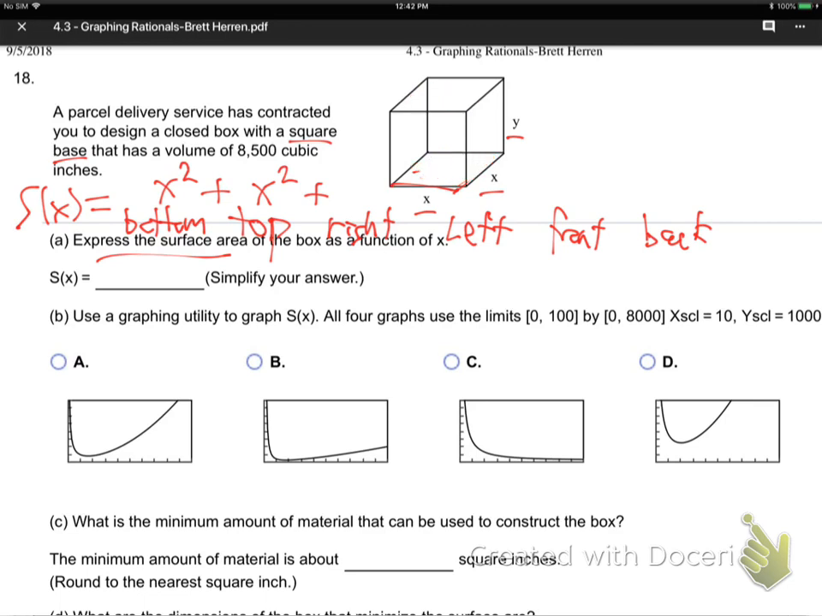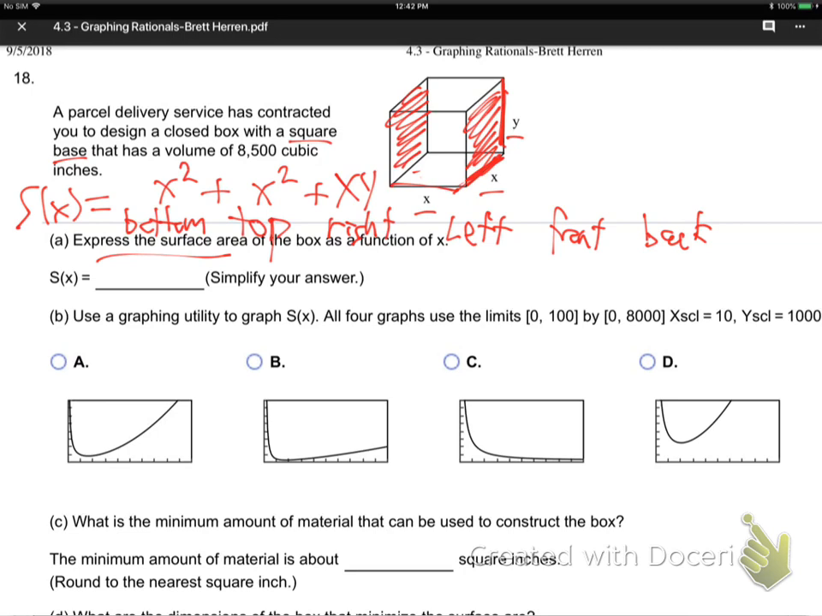What's the area of the right side? X squared. X times y. Everybody see that little y there? That one's going to be x by y. What's the left side? Same thing.